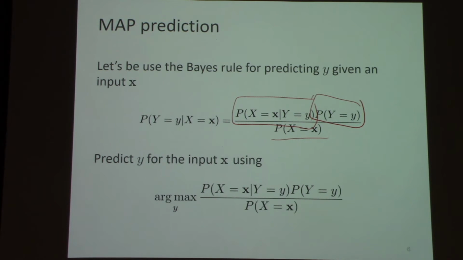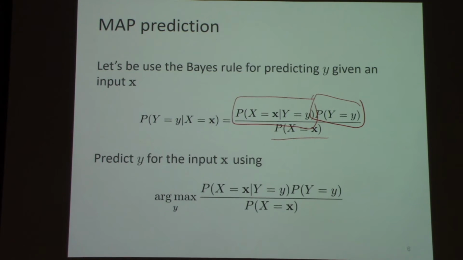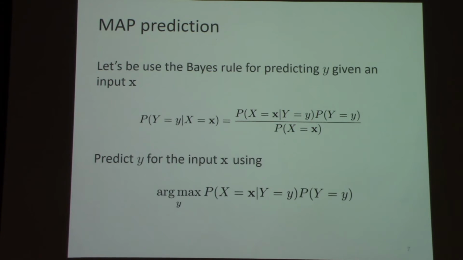Keep in mind, there is implicitly a hypothesis here. The probabilities define the hypothesis in this case. But if I'm predicting in this way, the denominator is a constant. The denominator does not depend on y at all. You're maximizing over y. The denominator doesn't depend on y. So we could get rid of that, and so we get the MAP prediction rule, which is argmax over y, p of x given y times p of y.